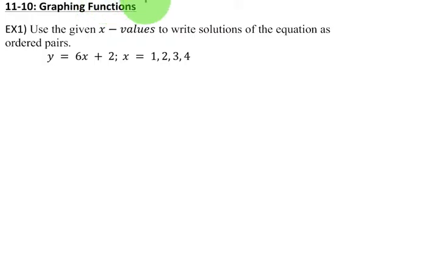Today we're graphing functions. In this first example, it asks us to use the given x values to write solutions of the equation as ordered pairs. So below we see y is equal to 6x plus 2, and we're given x is equal to 1, 2, 3, or 4.